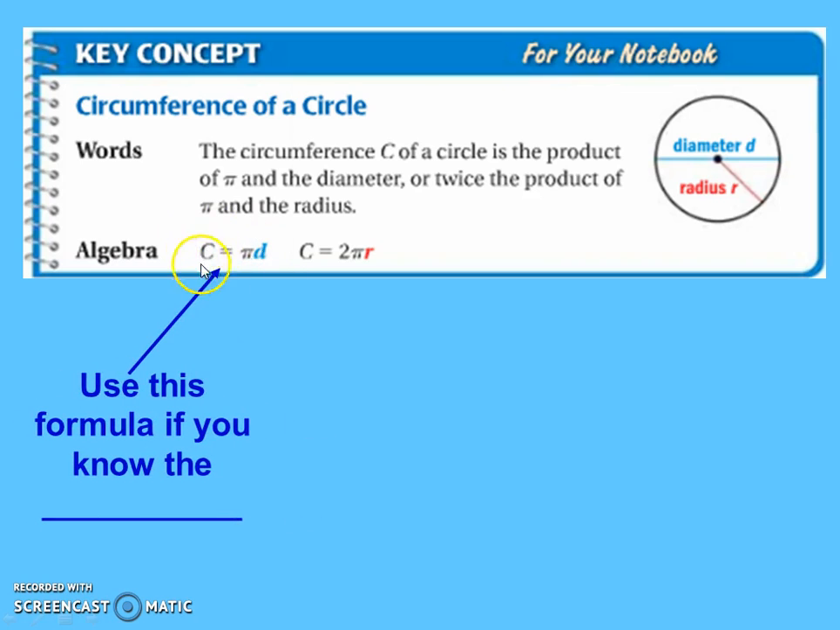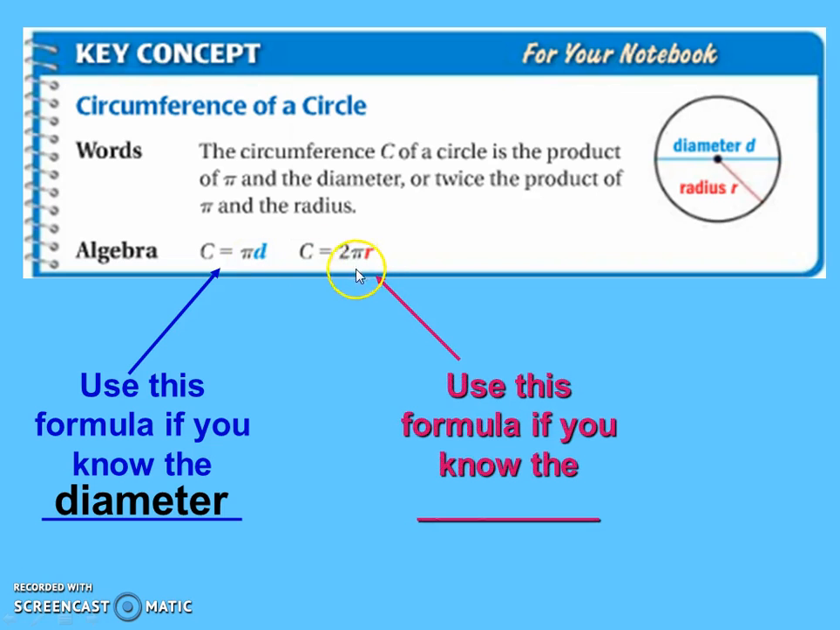Okay, so for this first formula, C equals pi times d. This formula would be one that you use if you actually know the circle's diameter. So since we see d as being the variable in the equation, this would be the time you would use it. If you know the circle's diameter, pick this equation. Whereas for our second equation, you would use this one if you know the circle's radius, because it has r in its equation. So if circumference is equal to 2 times pi times r, you pick it if you know the radius.